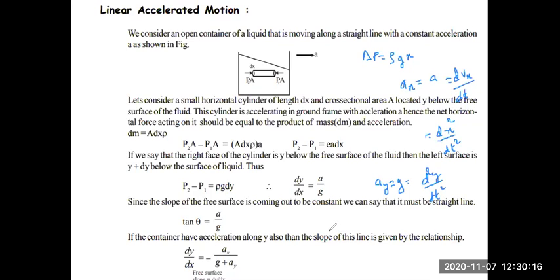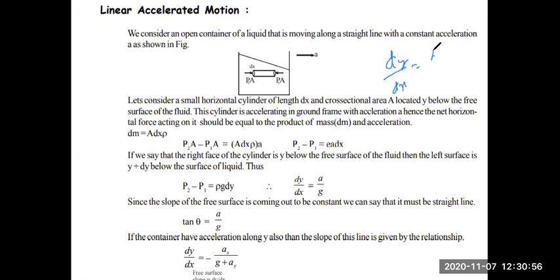Tell me, yes or no? So can I say that using this? d²y by dt² by d²x by dx², sorry, dt² is equal to g by, sorry, it is opposite, right? This should be g by a. Yes or no? Right? And since dy by dx will have the same ratio as d²y by dx², I can write this. It is g by a, by the way.